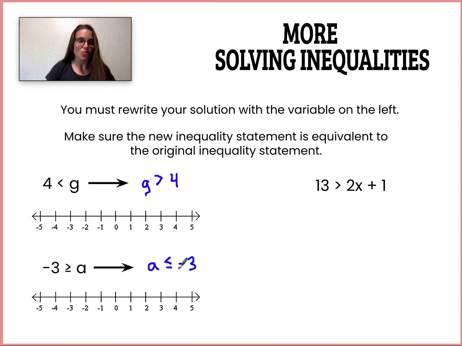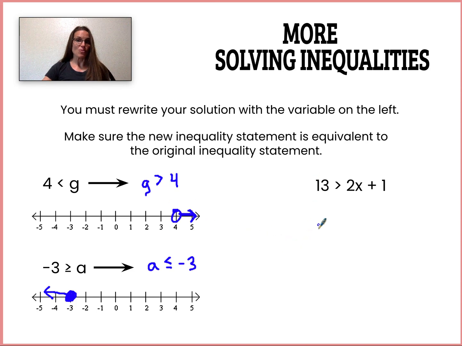You may think this is kind of an arbitrary thing that we are requiring of you, but the reason that you're required to write the variable on the left is so that you continue to correctly graph your inequality. G is greater than 4 leads you to a correct graph with an open dot and an arrow to the right with the arrow matching the inequality symbol. A is less than or equal to -3 leads to the correct graph, closed dot, arrow to the left. Students that graph from 4 is less than g instead of g is greater than 4 very, very frequently graph incorrectly. So when you're solving, if you end up with the variable on the right, rewrite, changing the inequality symbol so that the variable's on the left.